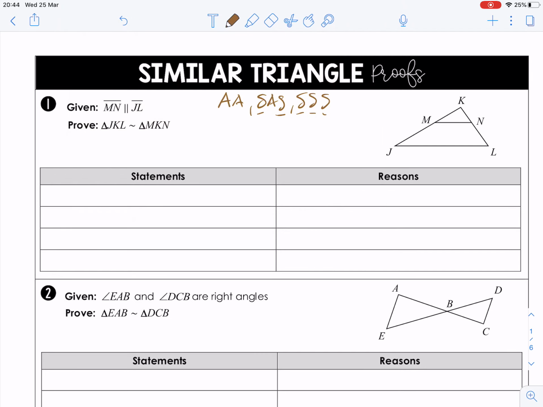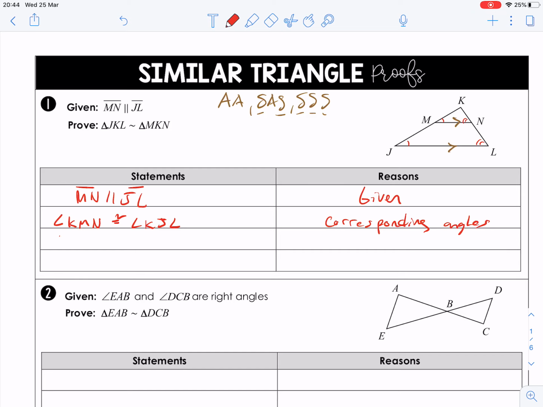Let's do each of these examples. It's telling us MN is parallel to JL. That could be our given. MN parallel to JL, given. And then we know, based on that, these are going to be congruent. So angle KMN is congruent to angle KJL because of corresponding angles. See how it comes back?